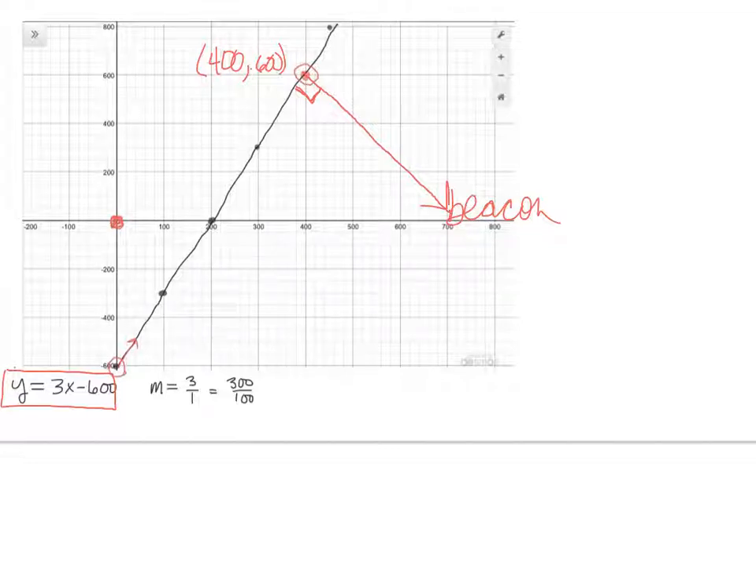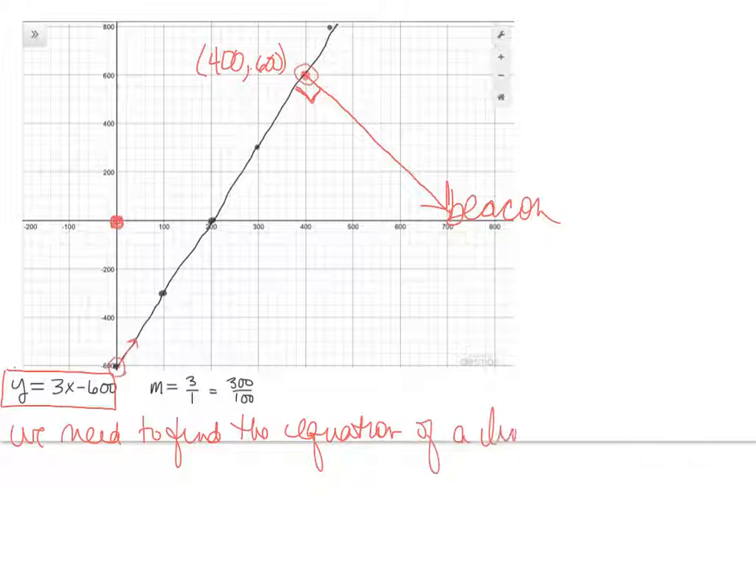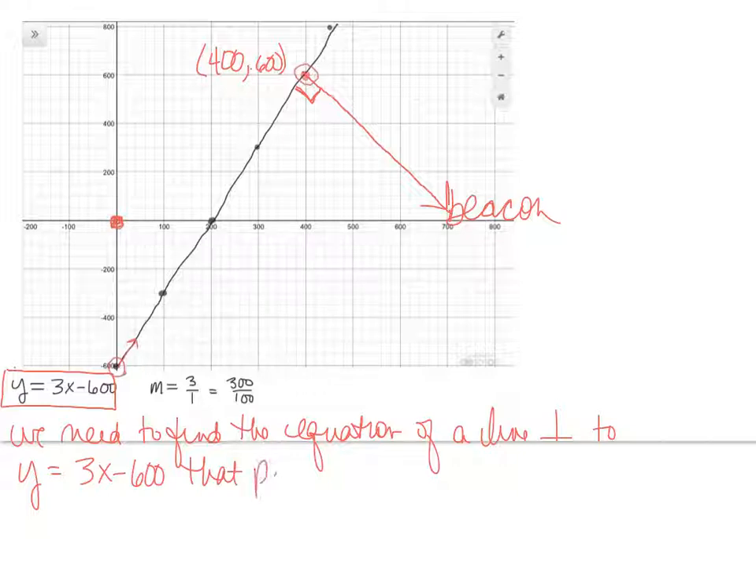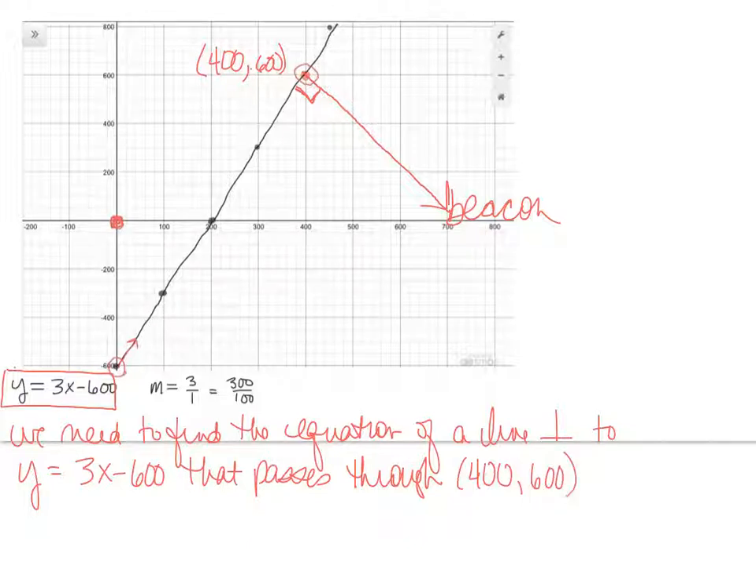Now the challenge here is how do we find the equation of this line, right? We need to find the equation of a line perpendicular to y equals 3x minus 600 that passes through this ordered pair. Make sense? So we know the slope of the robot.